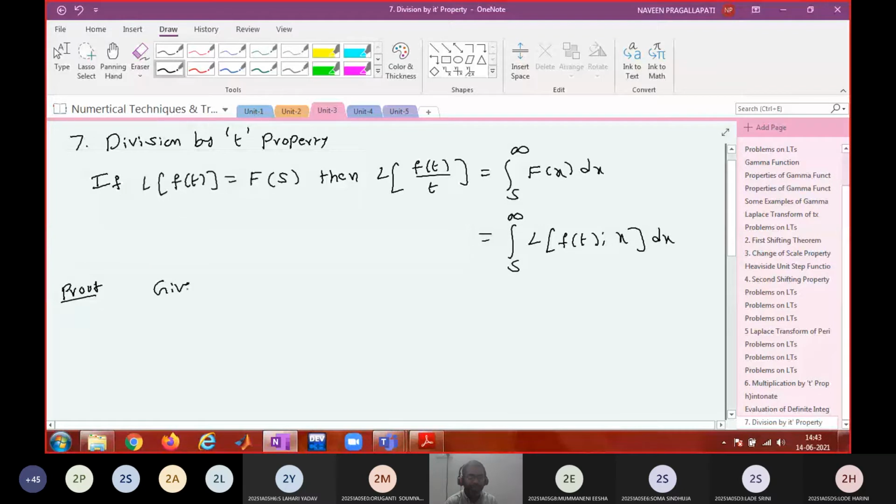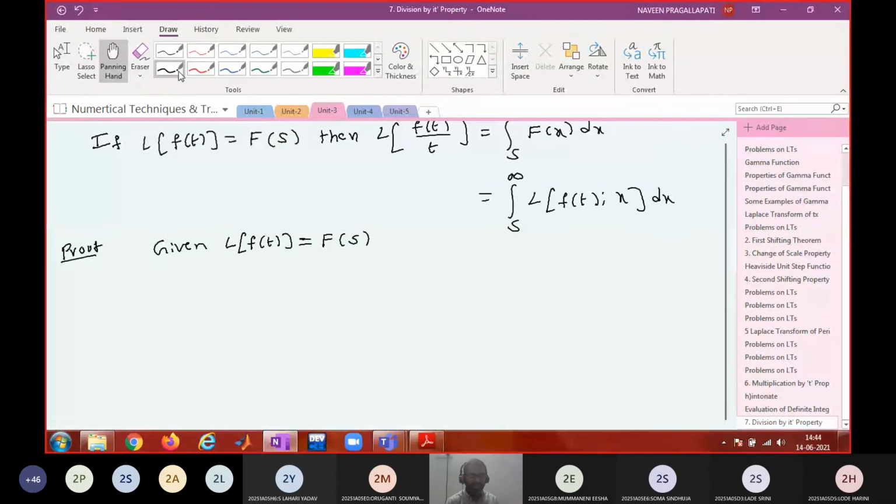Given that Laplace of f of t equals F of s. So what shall we do? Shall we take LHS and prove RHS, or take RHS and prove LHS? Which one may be easier? I think taking RHS and proving LHS. So let me start with RHS.